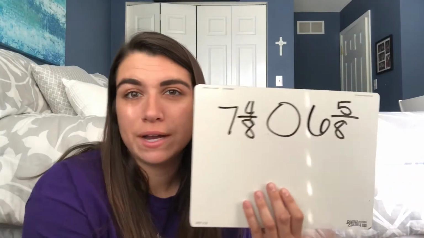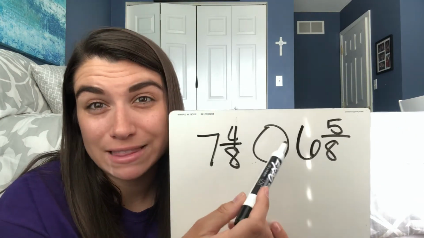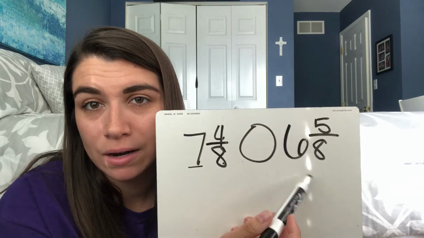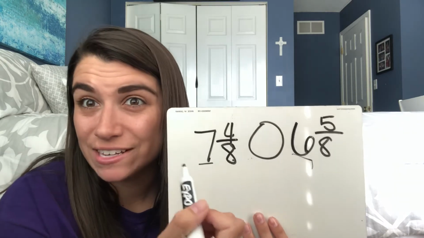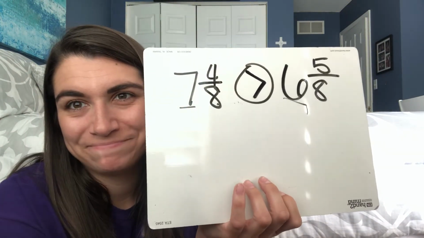All right, so for this one, I see that the 5/8 is bigger than 4/8. So your brain might think automatically to say that this side's bigger. But if you look at the whole number, the 7 and the 6, the 7 is the bigger one here. So we're going to make our little alligator eat that side.